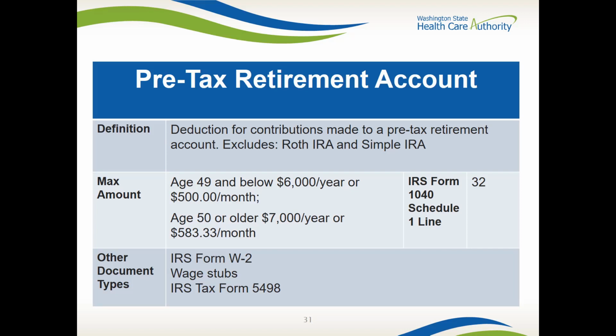Pre-tax retirement account. This deduction is for contributions made to a pre-tax retirement account and excludes Roth IRAs, because contributions are after tax and not deductible, and SIMPLE IRAs, which are made pre-tax and thus not deductible contributions. Currently, the maximum amount of pre-tax retirement account depends on age. The amount increases for those who are 50 years or older. This is reported on line 32 of Schedule 1 and may include IRS Forms 5498, W-2s, or wage stubs.